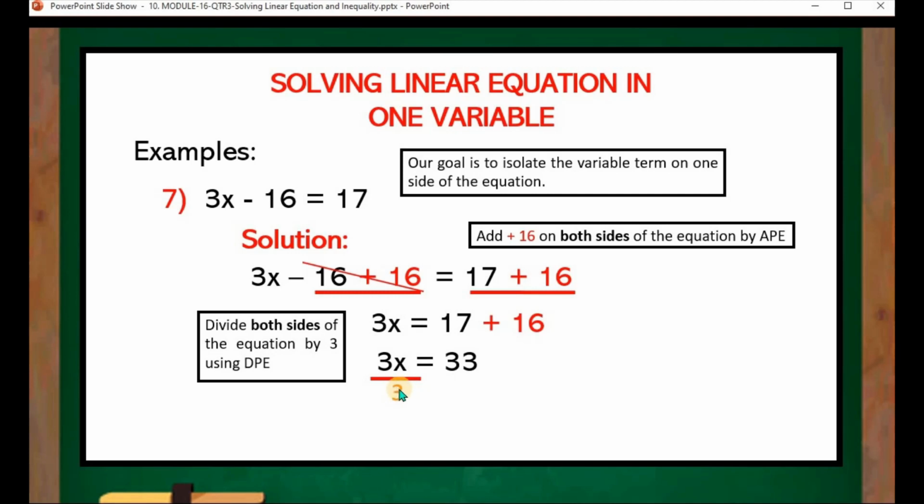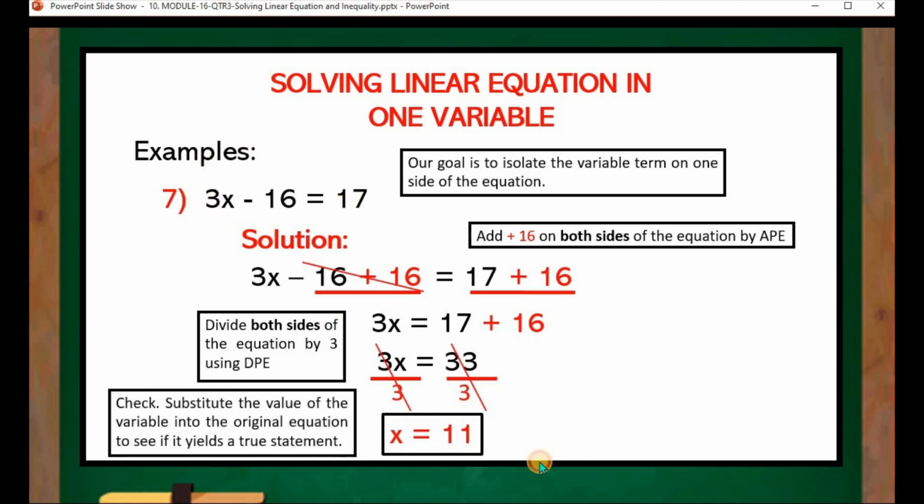Okay? Now, equation tayo. So, what we need to do is to make it balance. Anong ginawa sa kanan, ganun din ang gagawin sa kaliwa. Okay? So, divide rin ito sa 3? Okay? So, pag dinivide mo siya sa 3, we have cancelled na to, magiging x na lang siya, and this is 33 divided by 3, that is 11. So, therefore, ang solution natin dito ay 11.